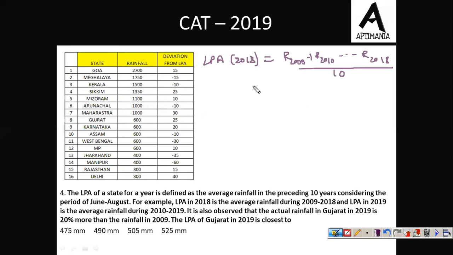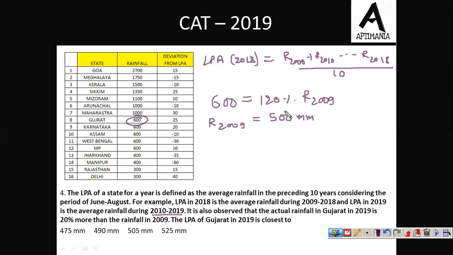And LPA in 2019 is the average of 2010 to 2019 for a period of 10 years, including that particular year. It is also observed that the actual rainfall in Gujarat in 2019. The actual rainfall in Gujarat in 2019 was how much, by the way? I think that was 600. So 600 is 20% more than the rainfall in 2009. It was 20% more than whatever the rainfall was in 2009. So this was equal to 120% of rainfall in 2009. From here, the value of R 2009, that is rainfall in 2009, comes out to be 500 mm. So rainfall in year 2009 was 500.